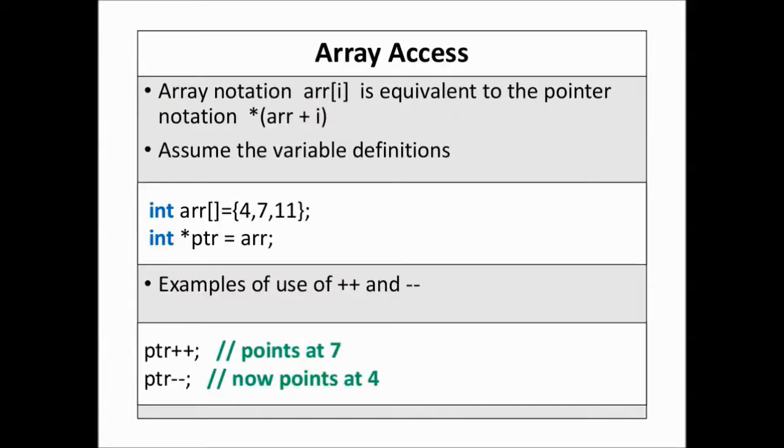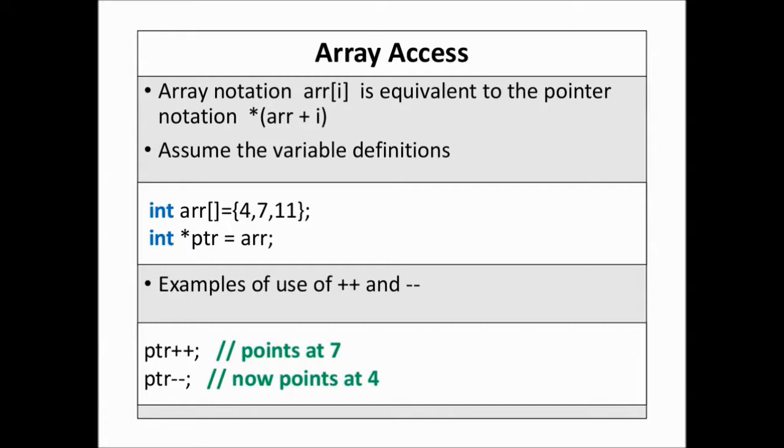Array notation array[i] is equivalent to the pointer notation *(arr + i). So if we write an array arr with 4, 7, 11 and we write int *ptr = arr, it is the same as using arr[0].